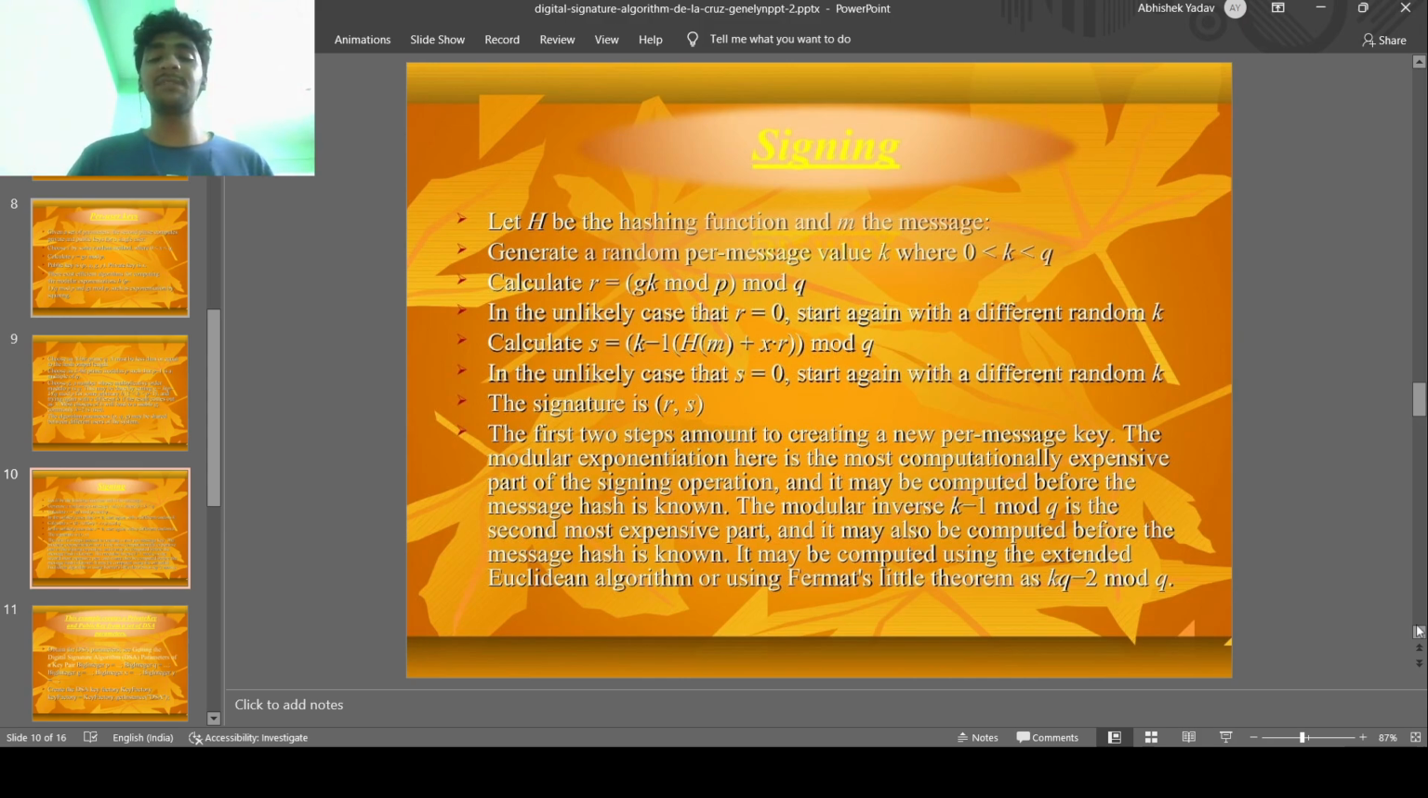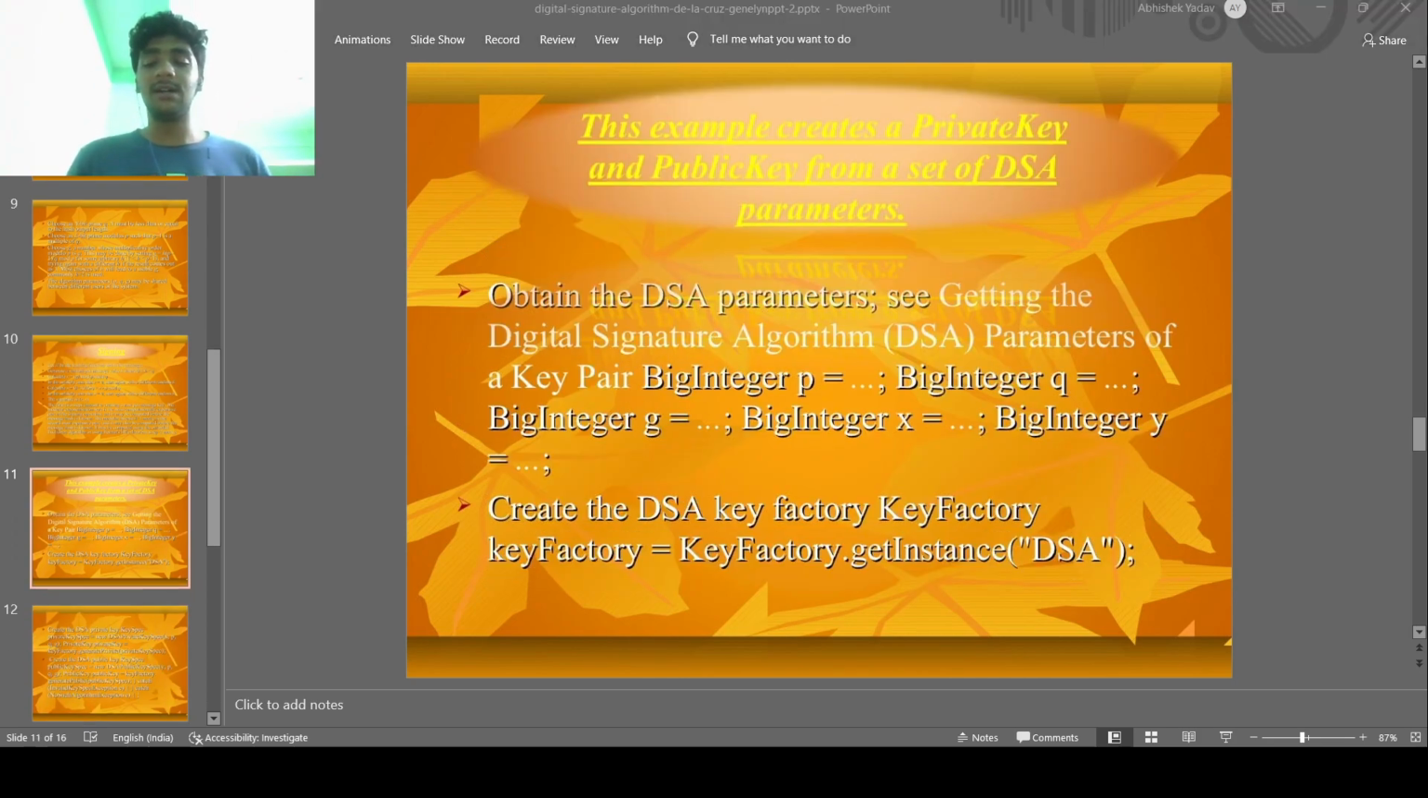The first two steps amount to creating a new per-message key. The modular exponentiation here is the most computationally expensive part of the signing operation, and it may be computed before the message hash is known. The modular inverse k to the power minus 1 mod q is the second most expensive part, and it may also be computed before the message hash is known. It may be computed using the extended Euclidean algorithm or using Fermat's little theorem as k raised to the power q minus 2 mod q.